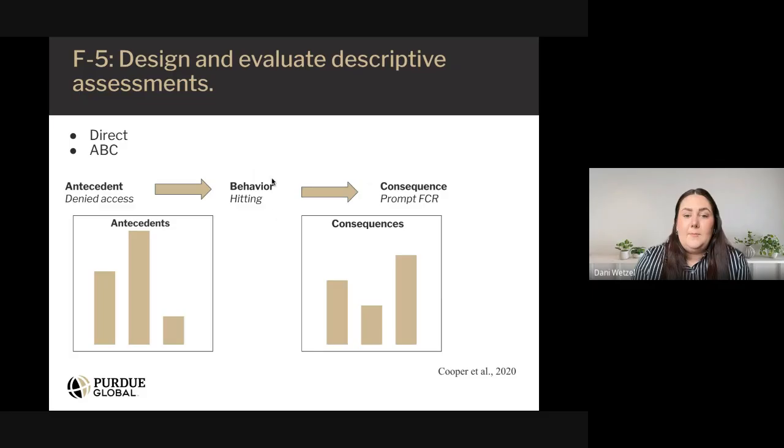So for example, if I'm looking at a hitting behavior, I might record common antecedents and then graph those as you see here. So in this example, denied access was the antecedent, the behavior that the client engaged in was hitting, and the consequence was prompting a functional communication response. After you have a good sample of ABC data, then you can graph it like I was showing you here in these bar graphs. So let's say that this most common antecedent was denied access. That might inform my hypothesis that their hitting behavior is functioning to get them access to preferred items or activities.